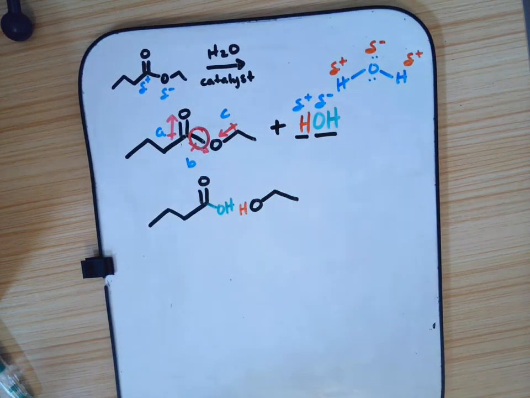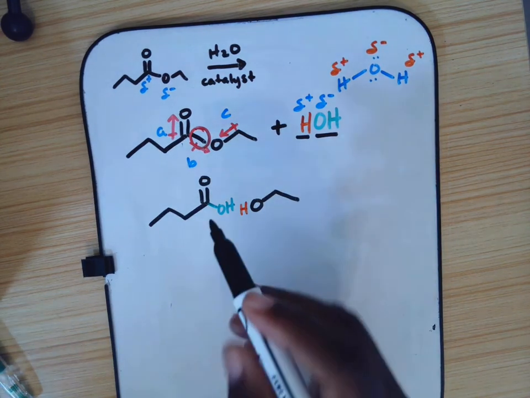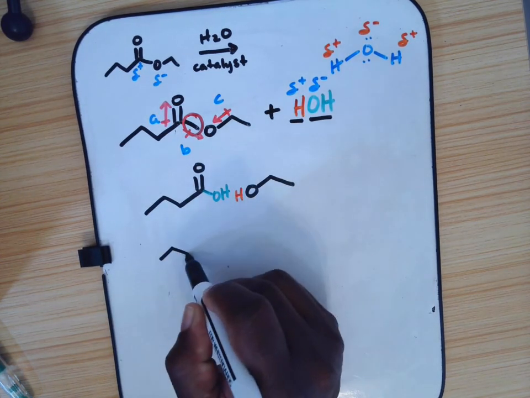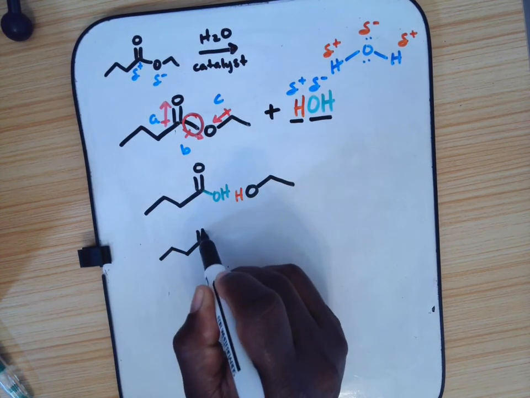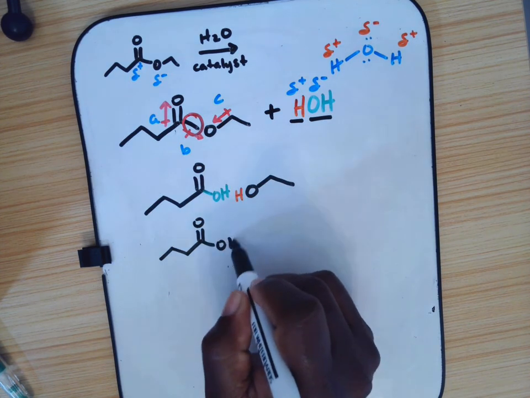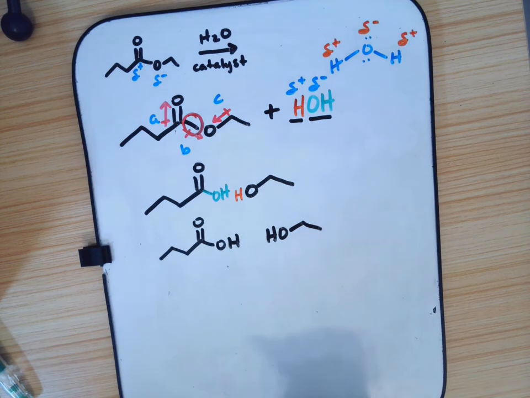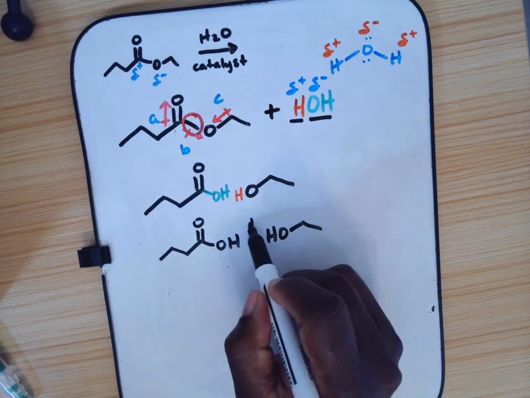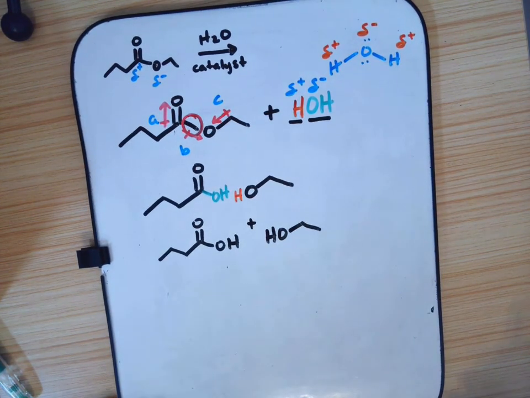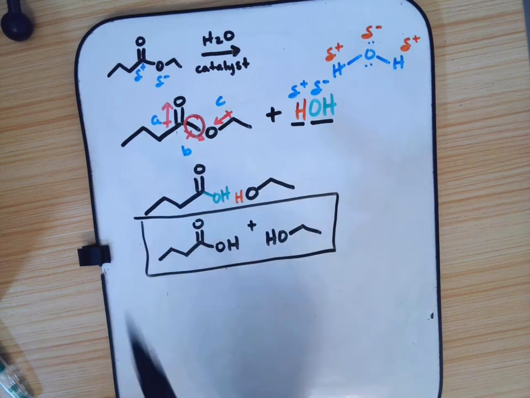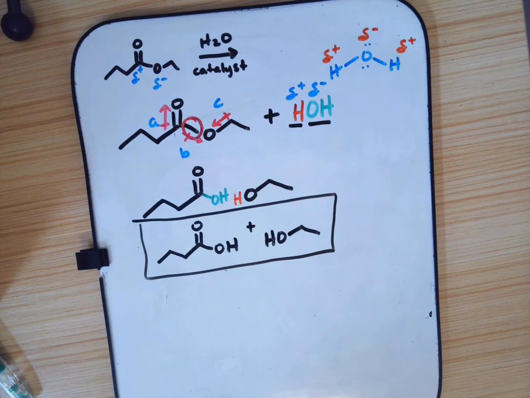So now you ended up with two different compounds. You have your carboxylic acid, and I'll redraw them just to show they are two different compounds. And you also have your alcohol. I can simply show them both, or I can show this plus that. It still means the same thing. So the product of this hydrolysis reaction gave me my carboxylic acid and my alcohol.